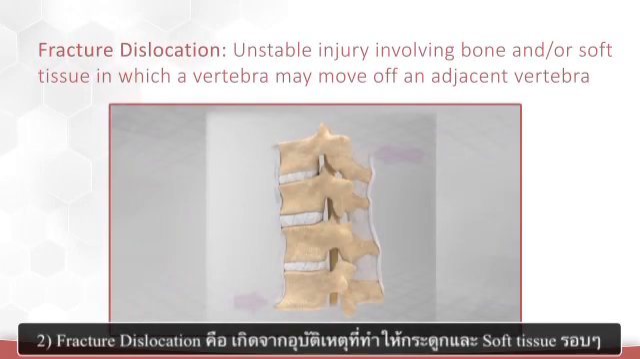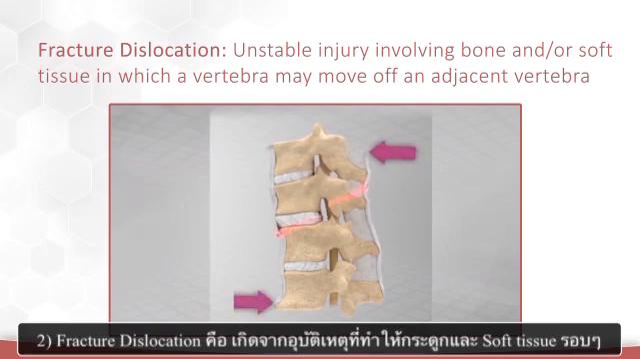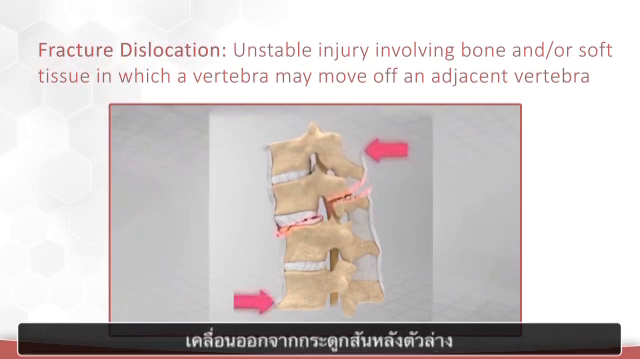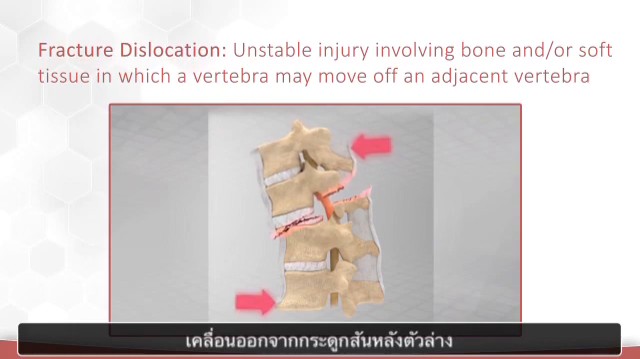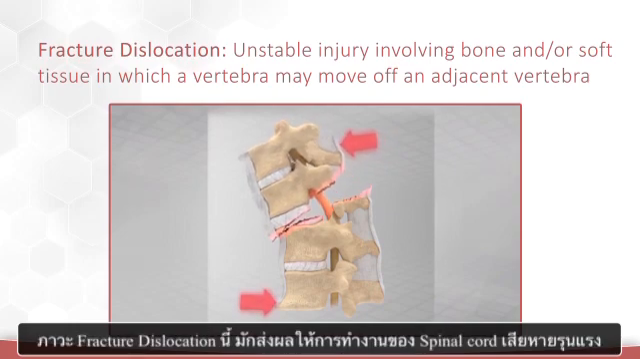A fracture dislocation is an unstable injury involving bone and/or soft tissue in which a vertebra may move off an adjacent vertebra or is displaced. These injuries frequently cause serious spinal cord compression.